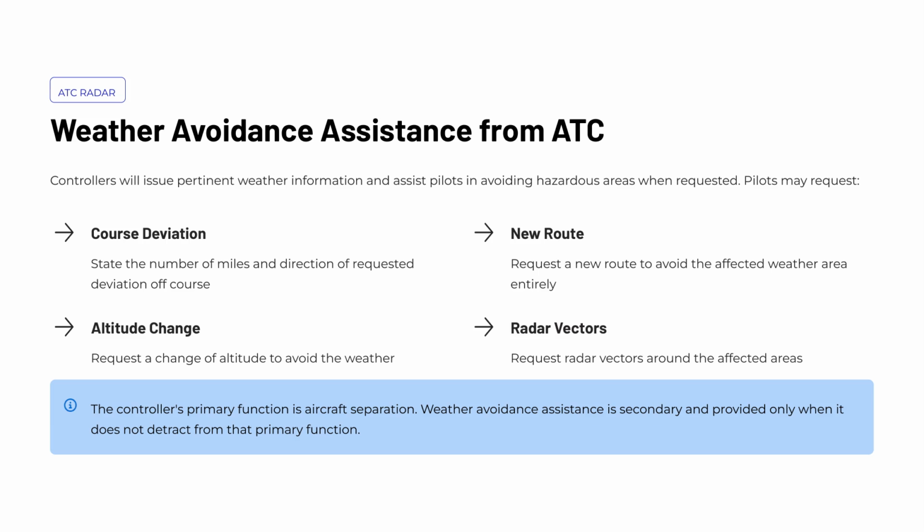Here is the critical point to understand. Weather avoidance assistance is a secondary function for ATC. The controller's primary responsibility is aircraft separation, and that will always take priority. Weather assistance will only be provided when it does not interfere with that primary duty. This means there may be times when a controller cannot accommodate your request immediately, or at all. As the pilot in command, you must never rely solely on ATC for weather avoidance. That responsibility ultimately belongs to you.